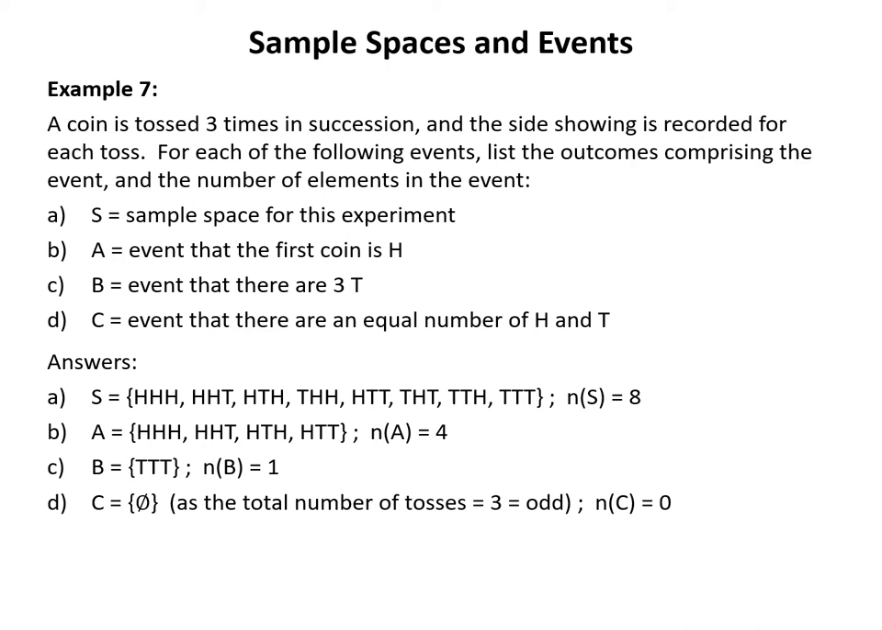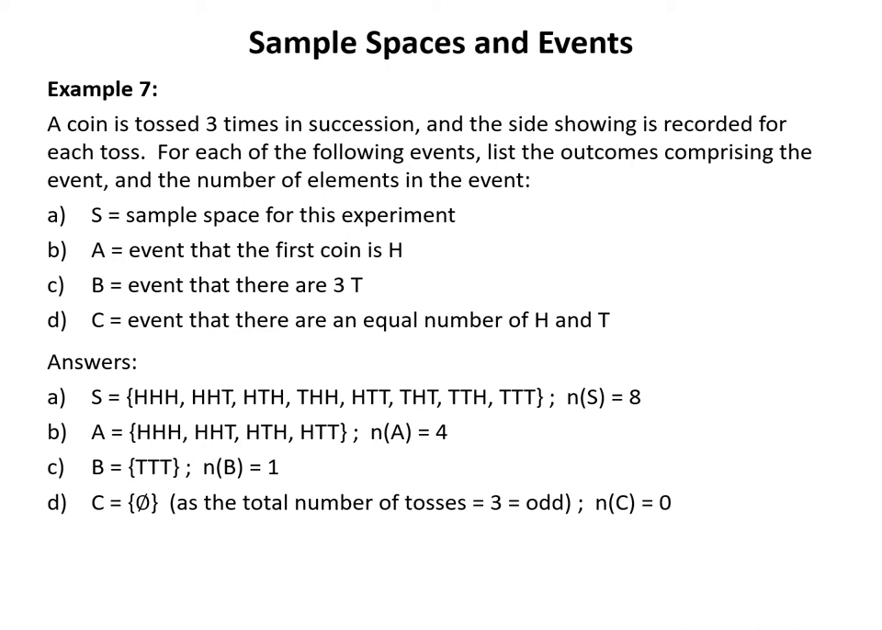In example 7, a coin is tossed 3 times in succession, and the side showing is recorded for each toss. For each of the following events, list the outcomes comprising the event and the number of elements in the event. So in part A, the event is actually S, the sample space for the experiment. In part B, we have A equals the event that the first coin is heads. In C, we have event B, which is the event that there are 3 tails. And in part D, we have C, which is the event that there are an equal number of heads and tails. So the answers are as follows.